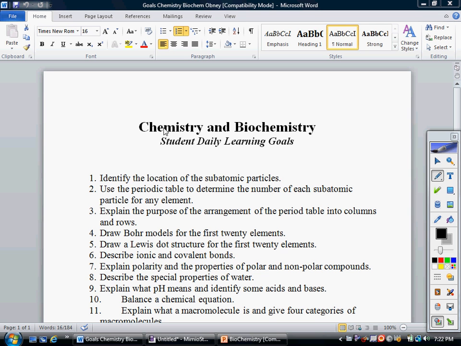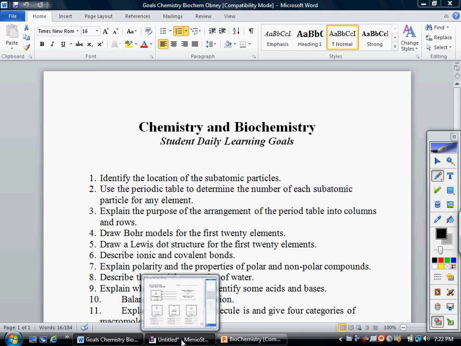Target number 2 in the chemistry unit. Target number 2 states that you can use the periodic table to determine the number of each subatomic particle for any element. Just quickly to review, a subatomic particle is a particle that makes up an atom. So the electrons, the protons, and the neutrons are all subatomic particles.